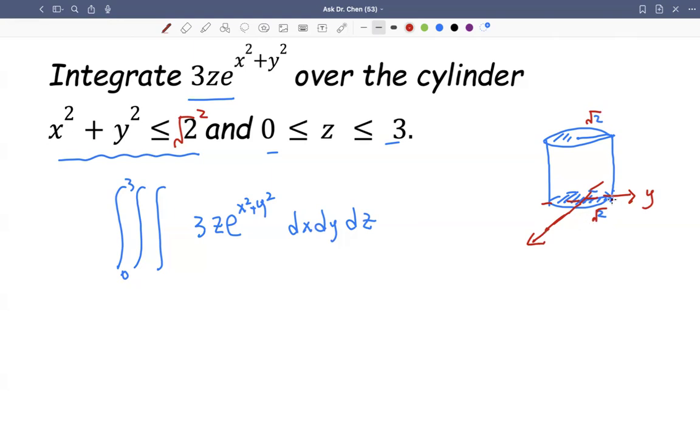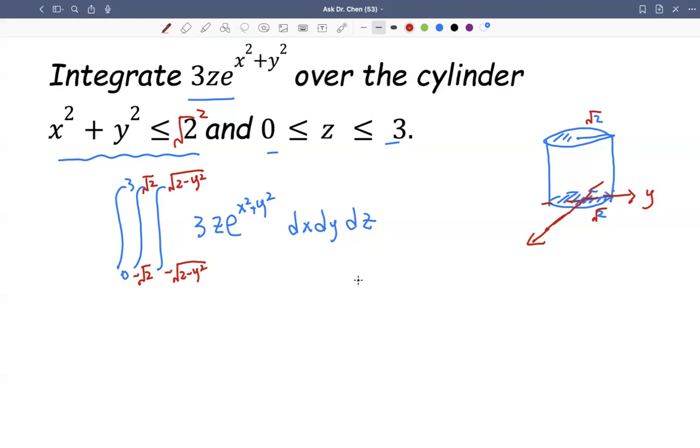So y goes from negative square root 2 to positive square root 2. Then x goes from the lower half semicircle to the top half semicircle, so it's negative square root of 2 minus y squared to positive square root of 2 minus y squared. Okay, so we have set this up, but it's difficult to integrate like this.